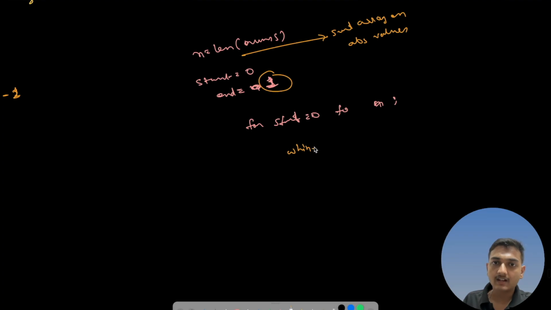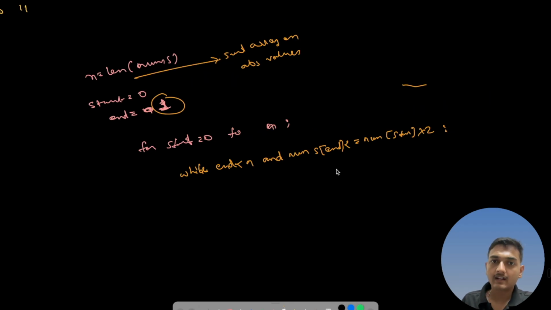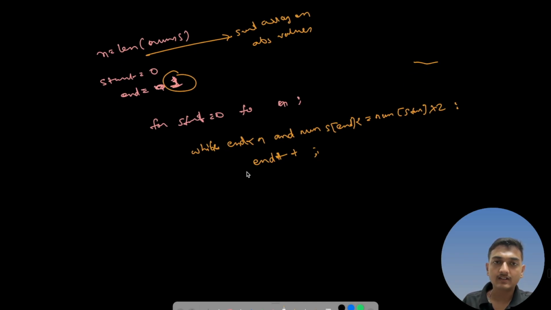I need to check while end is less than n. This is a must condition, and nums of end is less than or equal to 2 into nums of start. So till this condition is satisfied, I can do end plus plus definitely. Superb. Now what is the next thing I need to do?